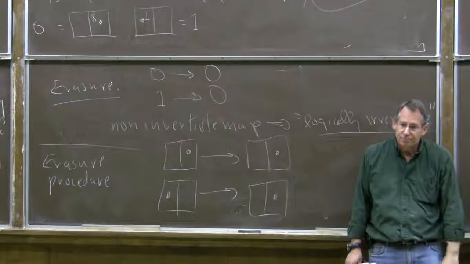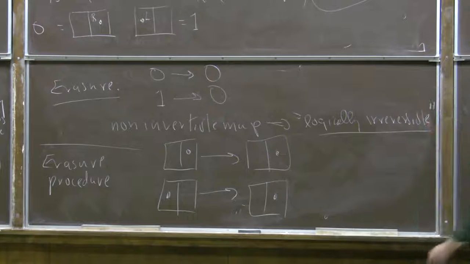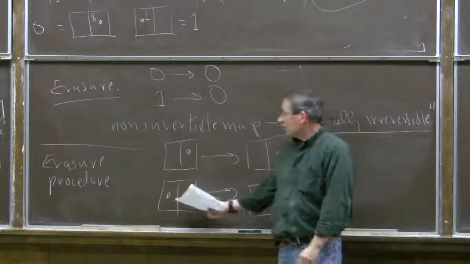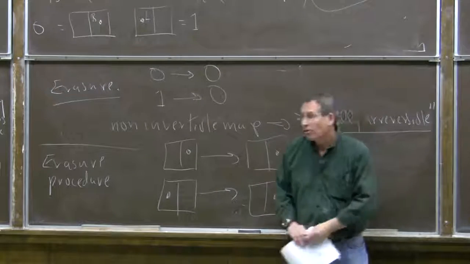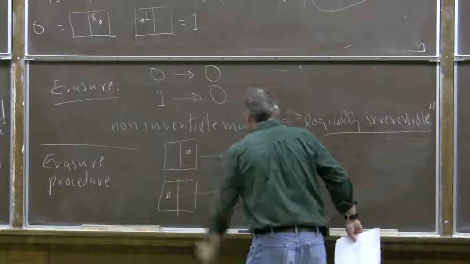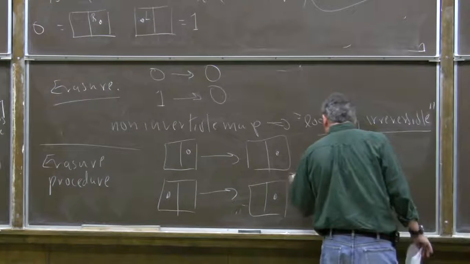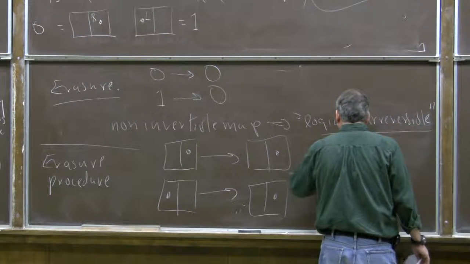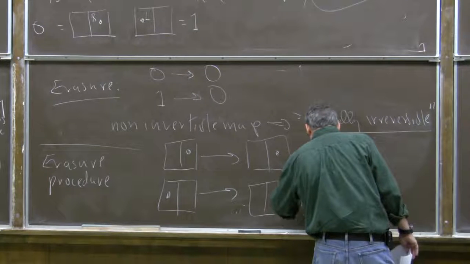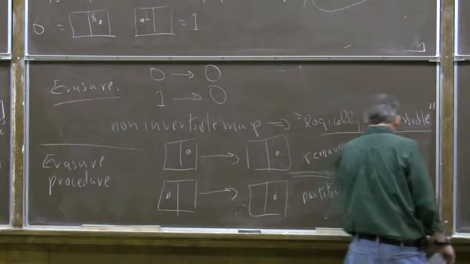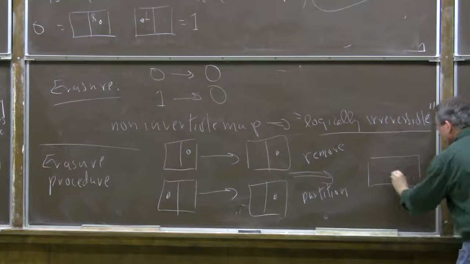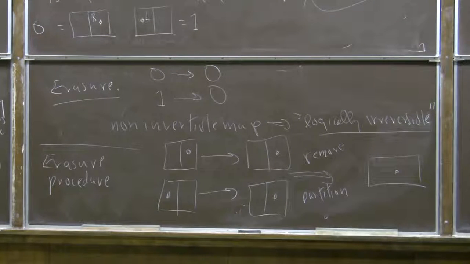Can't you just remove the partition? Well, I could remove the partition, but then that will not take the memory back to its original configuration. I won't know whether it's a 0 or a 1. If I say that the 0 state is the state where it's on the right side, and the 1 is the state where it's on the left side, if I just remove the partition, now it's neither on the left or the right, it's bouncing around. Okay. So I can try to force it to be on the left or the right.